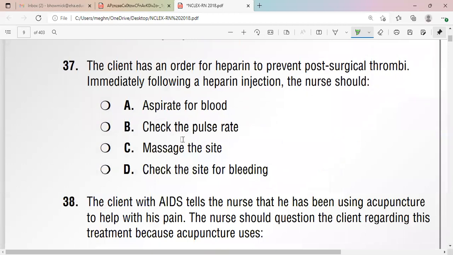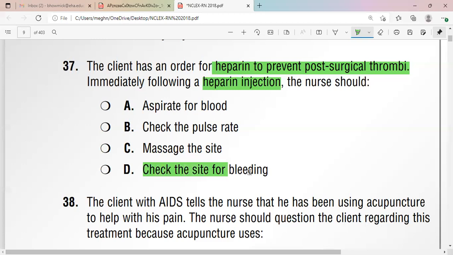Next, go. The client has an order for heparin. Heparin is a blood thinner used to prevent post-surgical clot formation. Immediately following heparin injections, the nurse should do what? Number A, aspirate for blood. B, check the pulse rate. C, massage the site. D, check the site for bleeding. So the correct answer is check the site for bleeding, right?